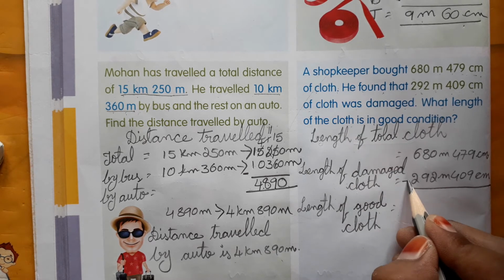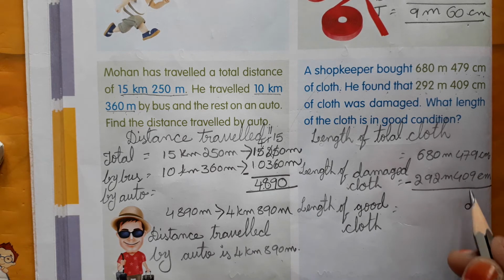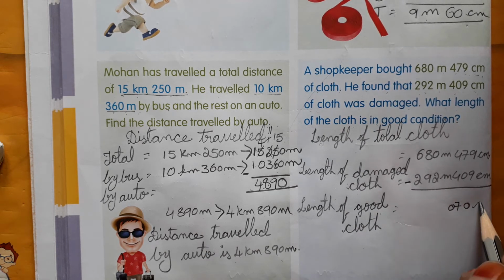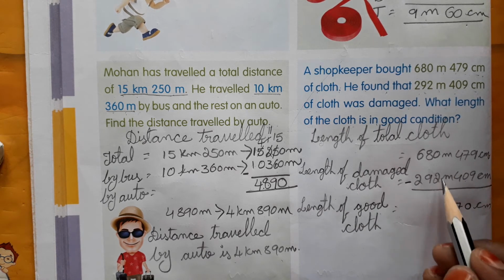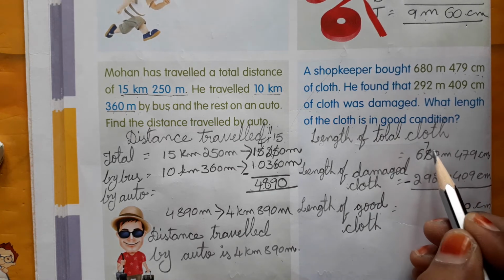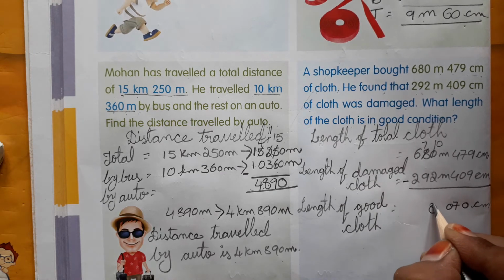So subtract here, children. 9 minus 9, 0. 7 minus 0, 7. 4 minus 4, 0. These are centimeters. Next, 0 minus 2, not possible. Get borrow. 8 becomes 7. 0 becomes 10. 10 minus 2, 8.